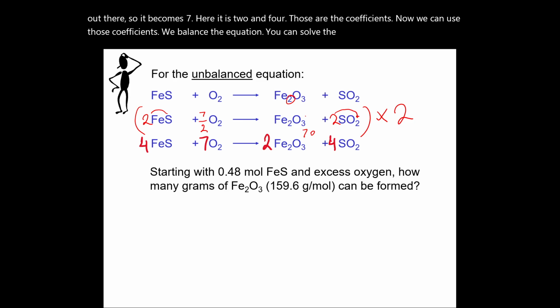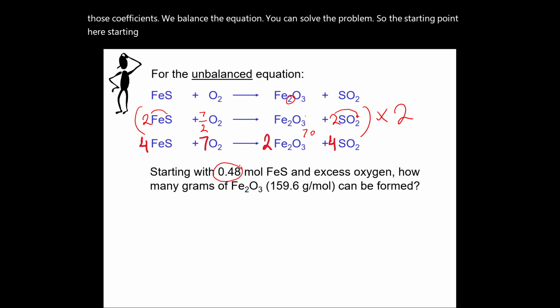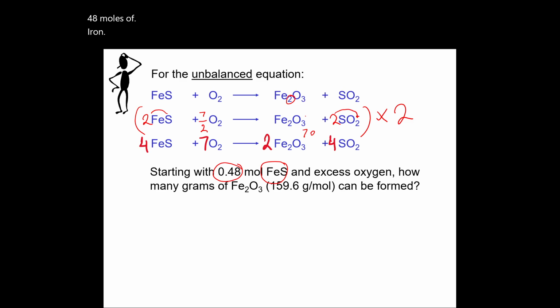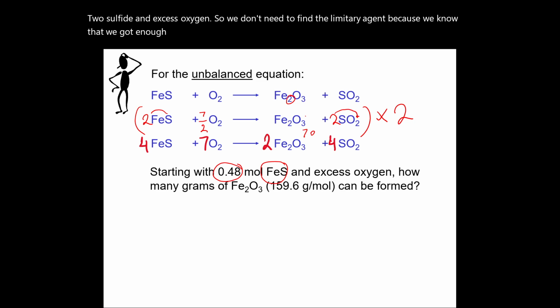So the starting point here, starting with 0.48 moles of iron(II) sulfide and excess oxygen. So we don't need to find the limiting reagent because we know that we have enough oxygen, but we have 0.48 moles of FeS, iron(II) sulfide. So how many grams of iron(III) oxide can be formed?